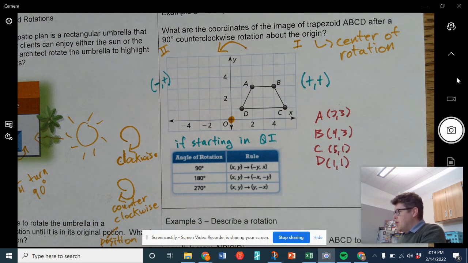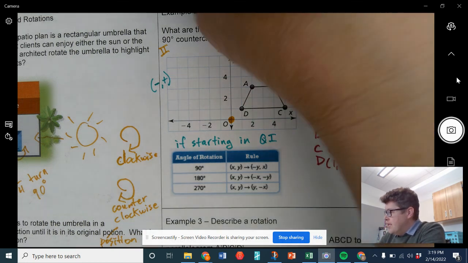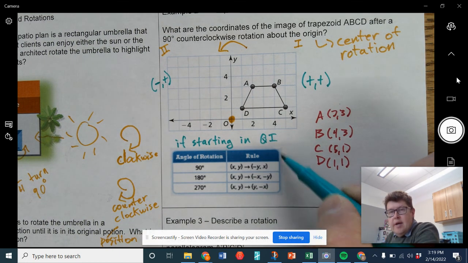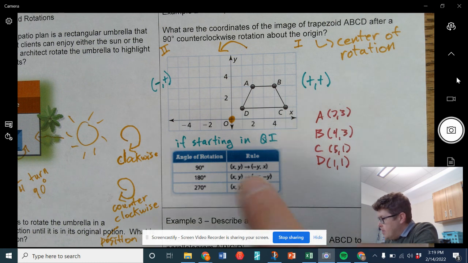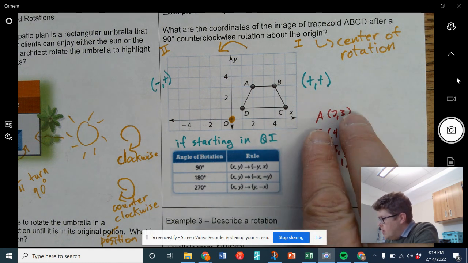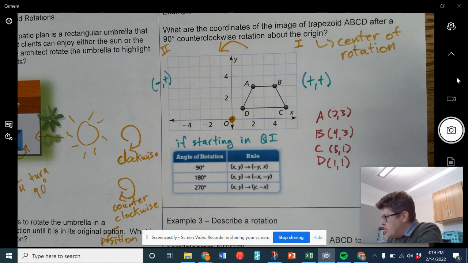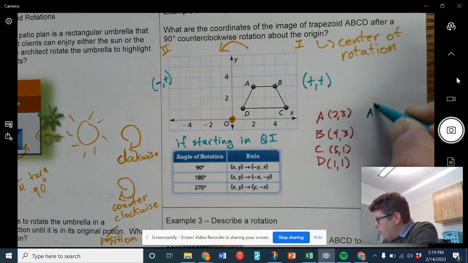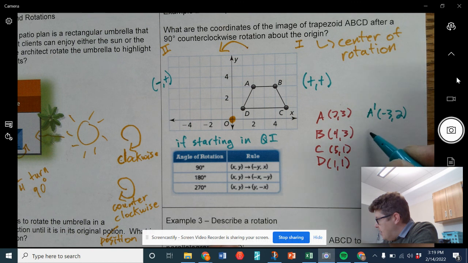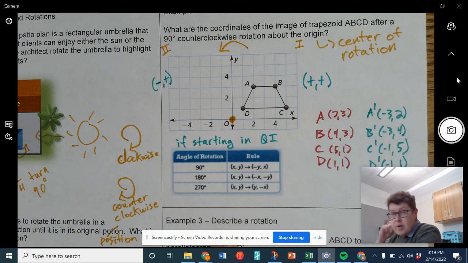Okay. And so what we do is we take this rule and apply it to each of these points. So we're going to flip each of them, and then we're going to make the first number negative. So A prime becomes negative 3, 2 after we flip it and make the first one negative. B prime becomes negative 3, 4. C prime becomes negative 1, 5. And D prime becomes, they flip, right? And you make the first one negative, so negative 1, 1.